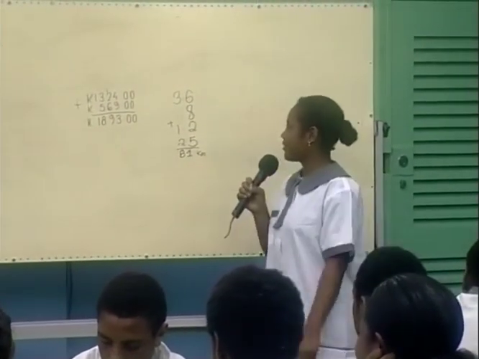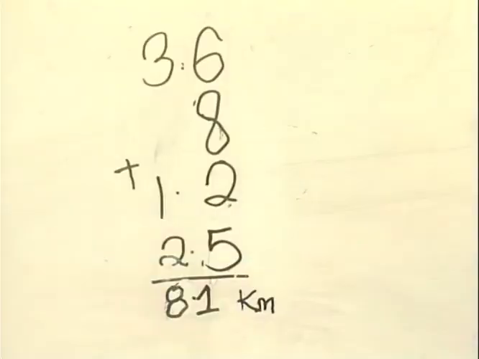Okay, this is how I got my answer. You add this, add this. 6 times 8 is 14. 14 plus 2 is 16. 16 plus 5 is 21. So you put down 1, carry 2, and then you add this.